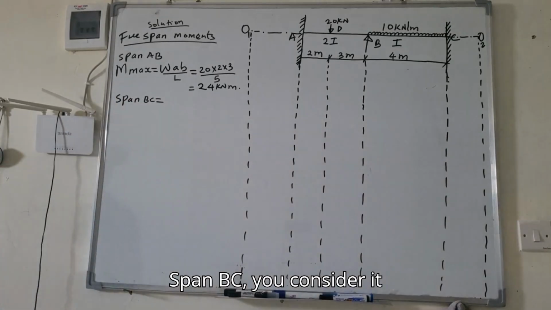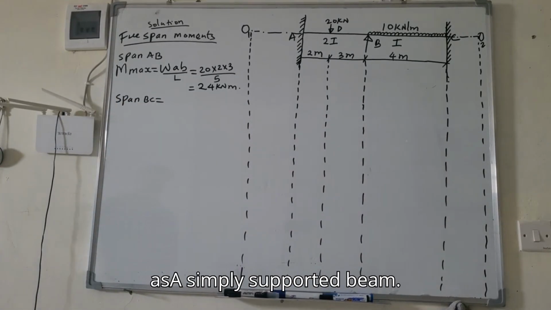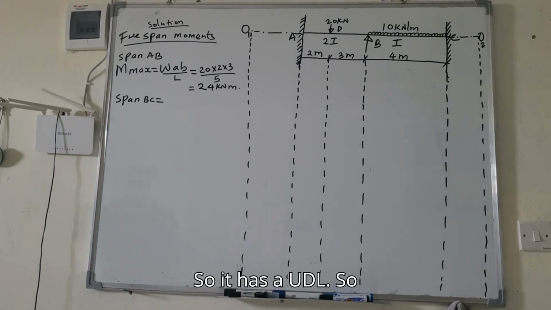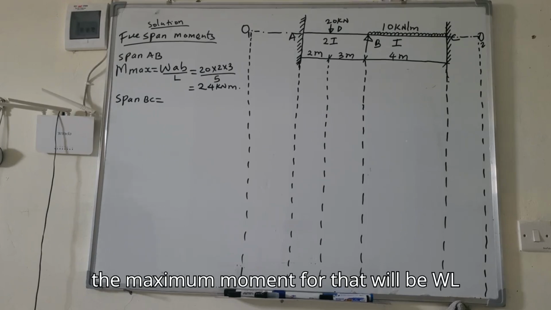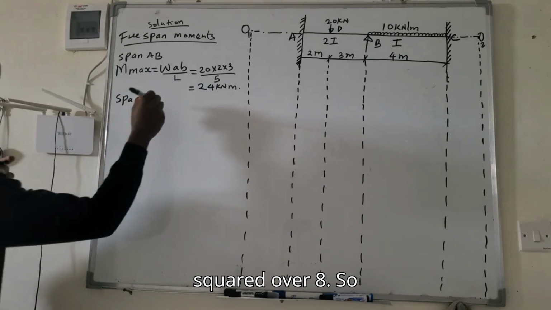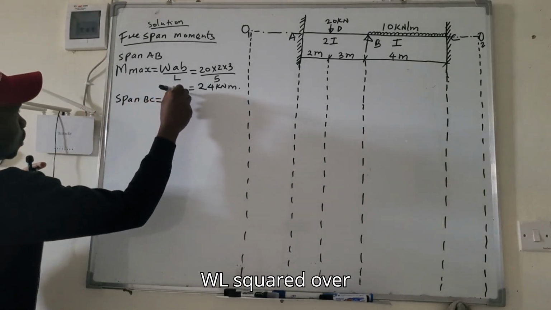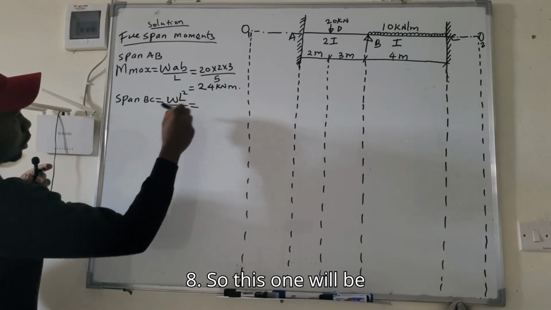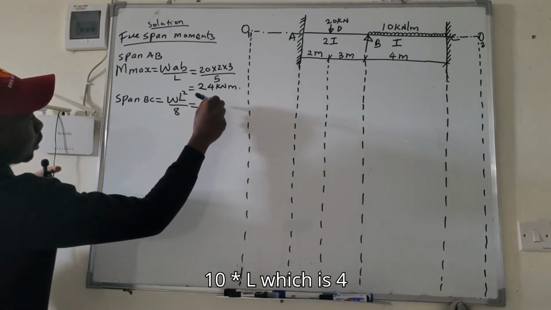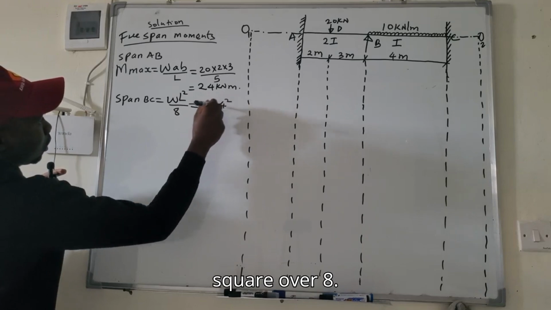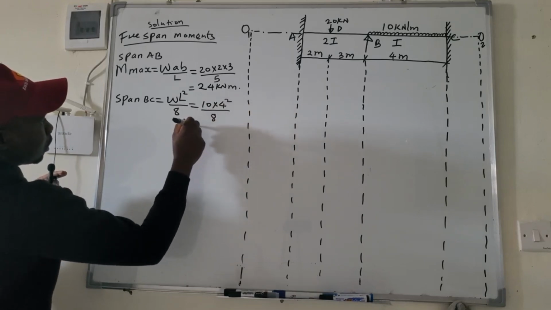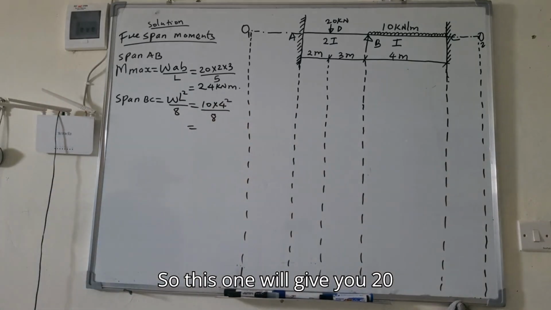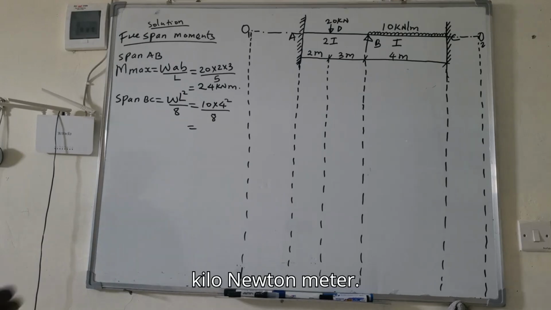Span BC, we consider it as a simply supported beam. It has a UDL, so the maximum moment for that will be WL squared over 8. So this will be 10 times 4 squared over 8, which gives you 20 kilonewton meter.